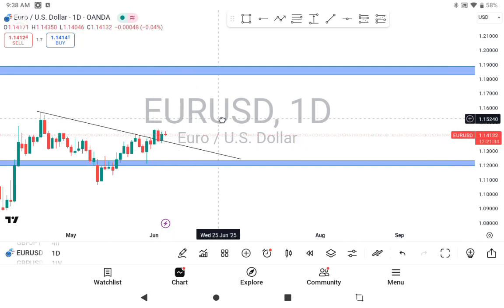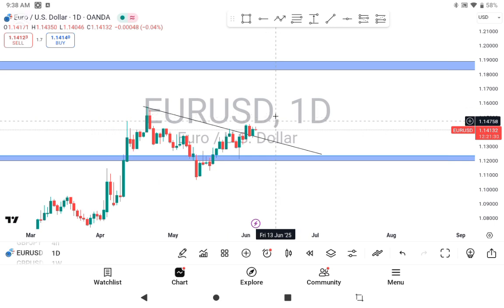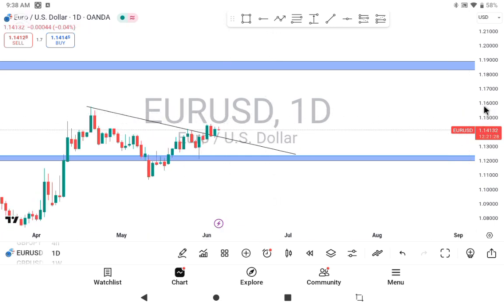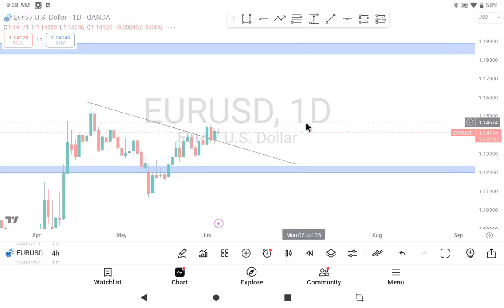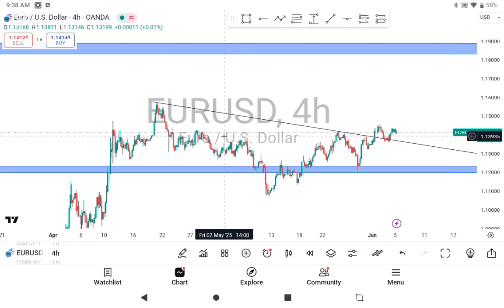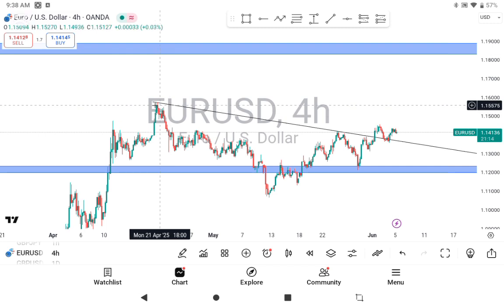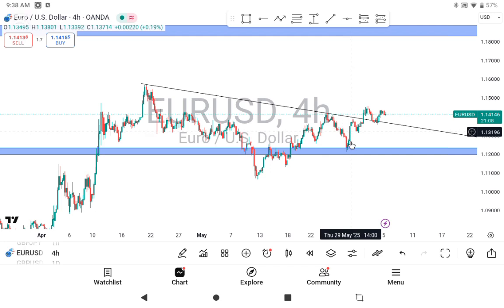So now what we are going to be looking for right now, we want more buy opportunity on Euro USD. So let's go to the 4-hour time frame. Right here on the 4-hour time frame, both the daily and the 4-hour time frame are saying the same thing. We have the first touch point, we have the second touch point, forming a double top right here to push the price down right here.